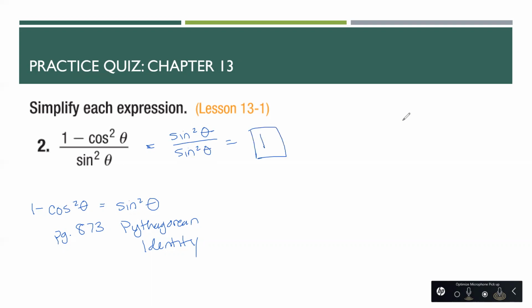It's as if we had 7 over 7, right, is equal to 1. Same thing here, okay? So basically what we're doing is these are like fractions, right? This is a fraction bar, and we're trying to simplify them or rewrite one or both of the expressions in order to simplify them as much as possible, okay?